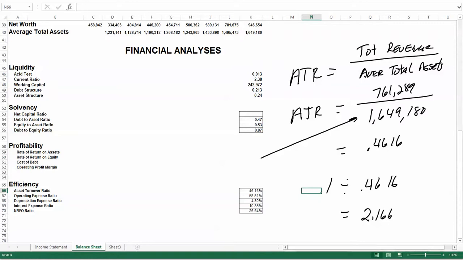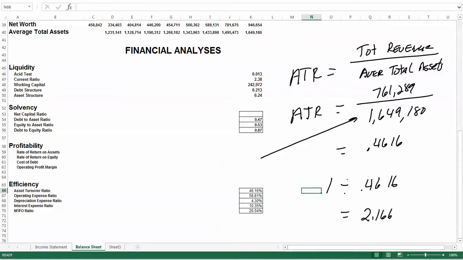Now think about it, use your just good old common sense logic. What that says is if 46% of the total assets is in revenue in 1 year, when you take 1 and divide by that 0.46, it would take 2.166 years for the assets to completely regenerate themselves in terms of revenue. In other words, it would take 2.16 years for that $1.6 million in assets to generate $1.6 million in revenue. That's a really useful number.